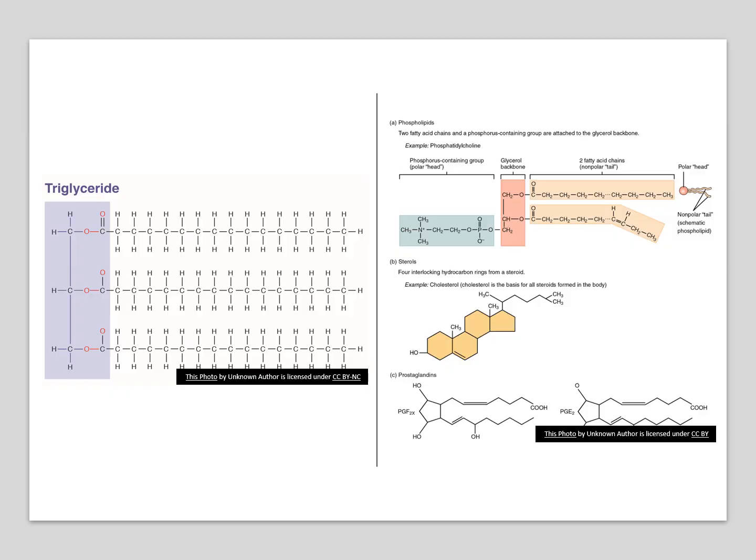There's a picture. This is a triglyceride, huge compared to our glucose. This is our phospholipid, only 2 fatty acids. This one has 1, 2, 3 fatty acids. This one has 2 and a phosphorus head. And then here's our steroid. And a steroid is typically 1, 2, 3, 4 cyclical carbon rings stuck together.